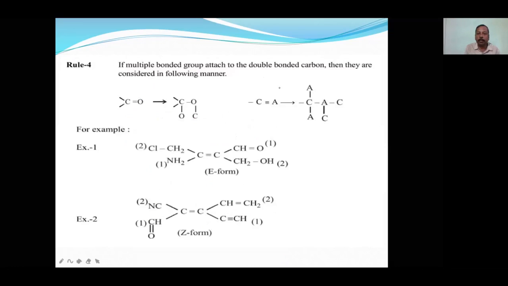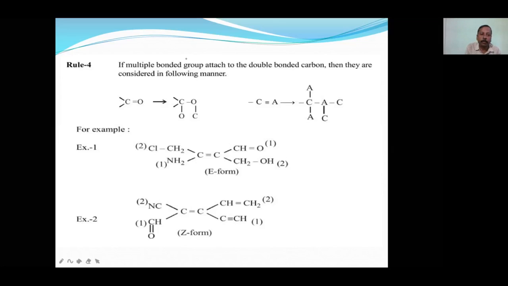Okay, next, rule number 4. So what does rule number 1 say? Atomic number. Rule number 2 says if atomic number is the same, you compare atomic mass. Rule number 3 says if atomic number and mass number are the same, compare the further atoms. If further atoms are the same, then count the number of them. If further atoms are not the same, count with respect to atomic number.